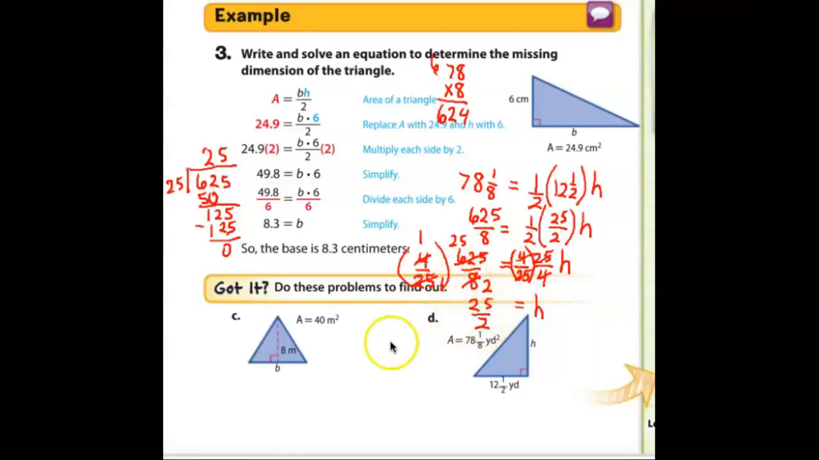We have to make that back into a mixed number. So if we divided 25 by 2 and wrote the remainder as a fraction, what would that be? Go ahead and solve that for me, please. So we're going to take 25 and we're going to divide that by 2. What would the answer be? If you said 12 and 1/2, you're correct, because 12 times 2 is 24. And then we get a remainder of 1. And of course, we're going to write that as a fraction. Remainder 1 divided by 2, it's going to be 12 and 1/2. So the answer is 12 and 1/2 yards is going to be the height.